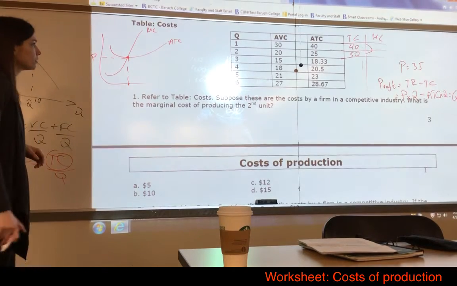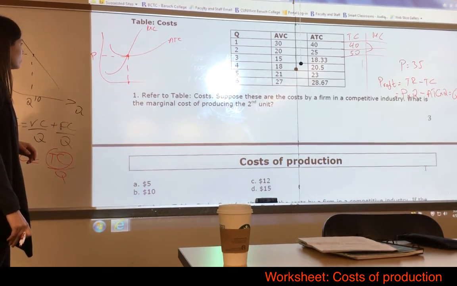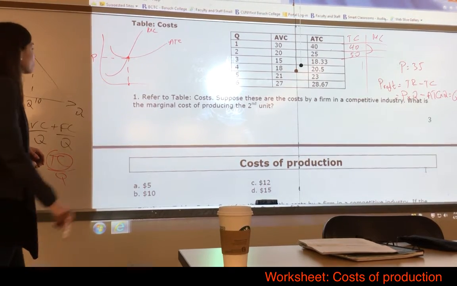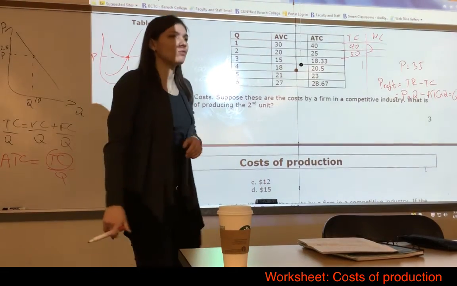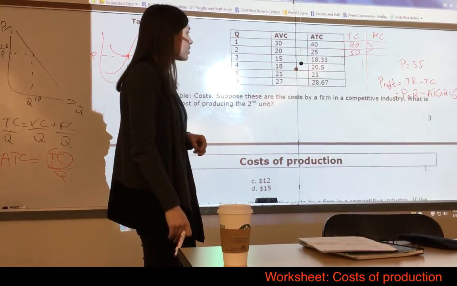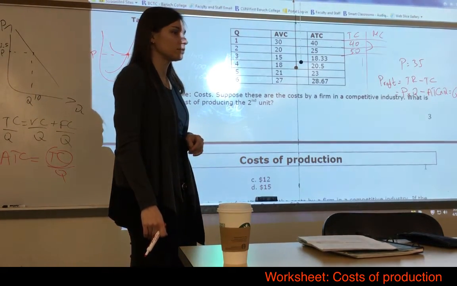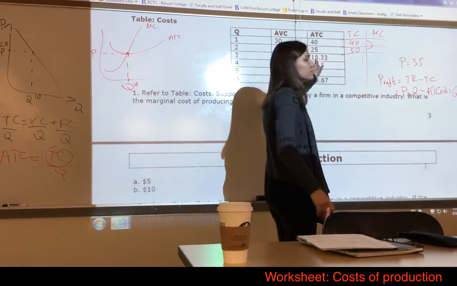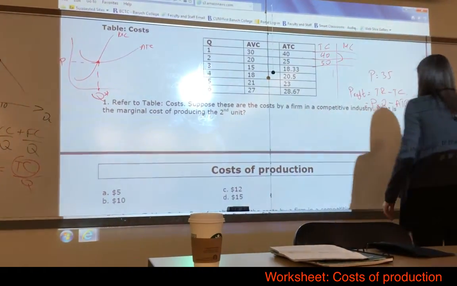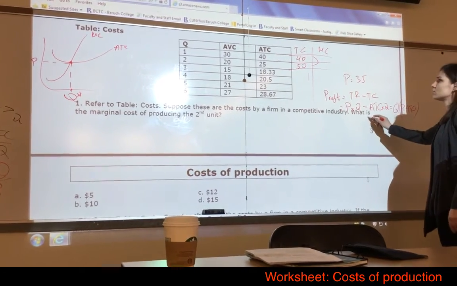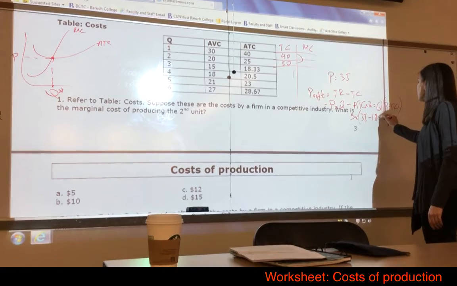And a certain quantity, right? So to find the quantity, we just look where the average total cost is minimized. Where is that? 3. And that's the average total cost. So just plug it in the equation, right? So the profit would be Q, which is 3, times 35 minus 18.33.